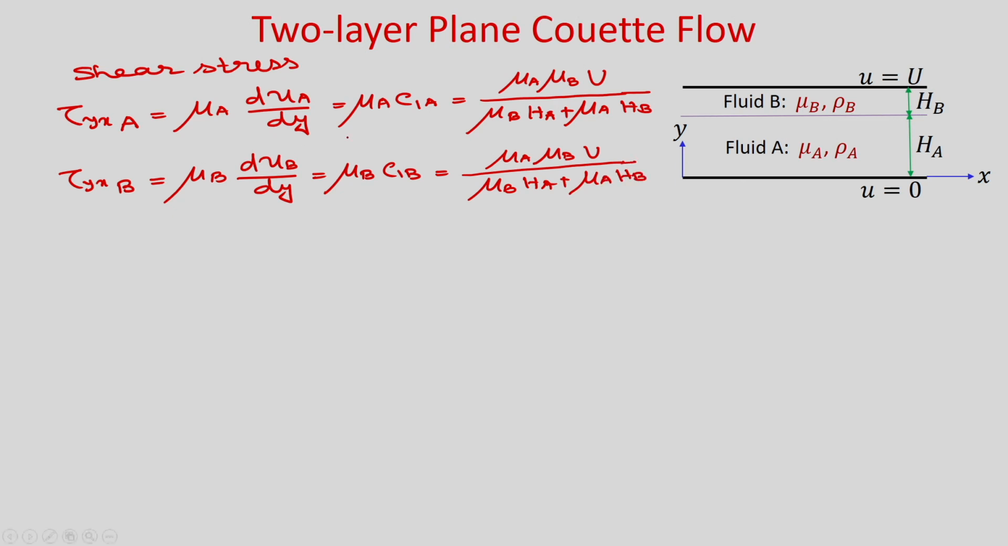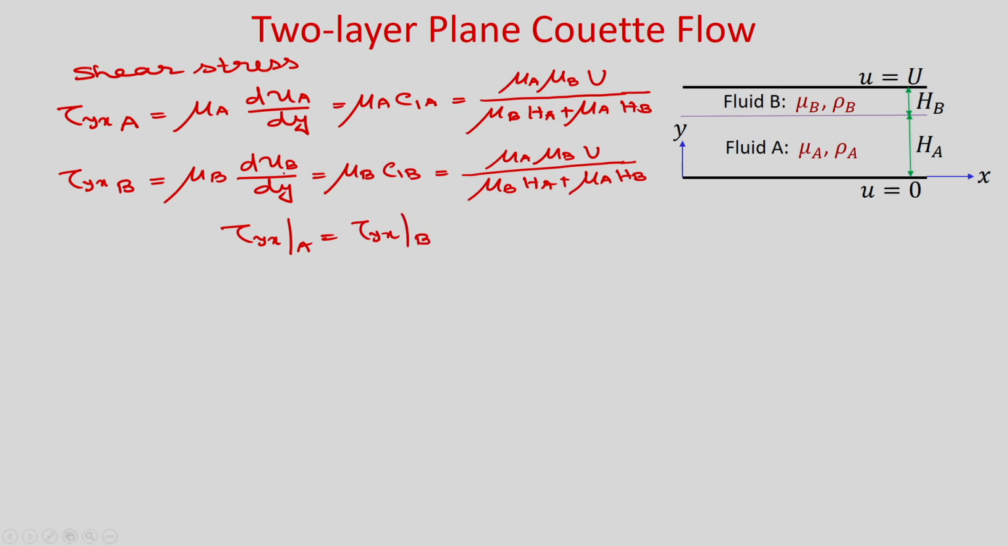So, if you look into the expression, you can see that tau_yx in fluid A and fluid B are the same and constant. That means the shear stress will be constant and of the same value in the entire fluid domain. Okay, so that means tau_yx A is equal to tau_yx B for the entire fluid domain.